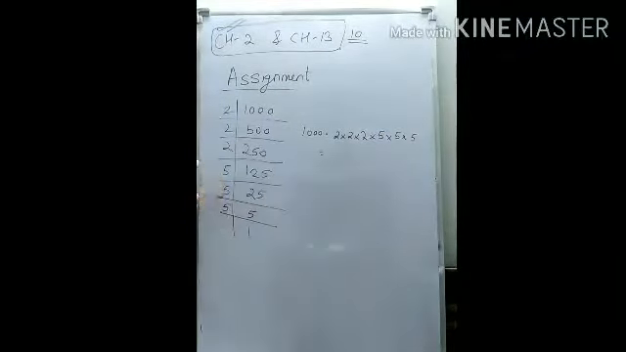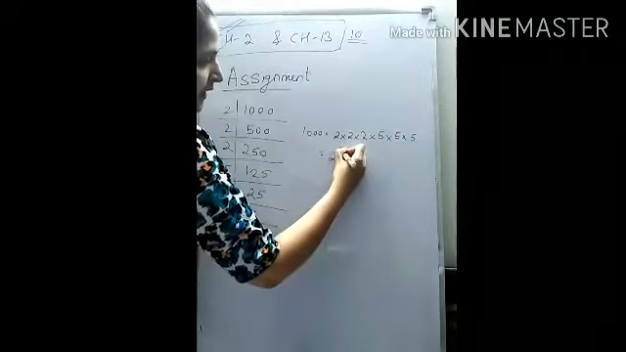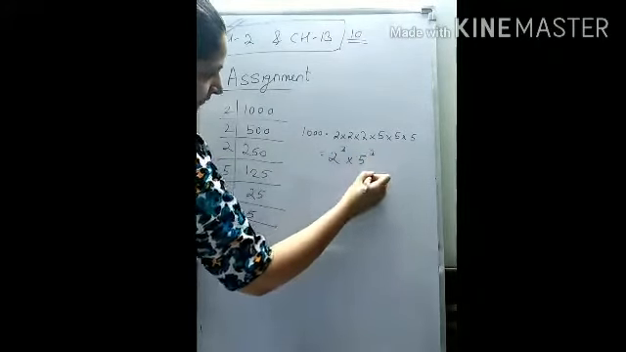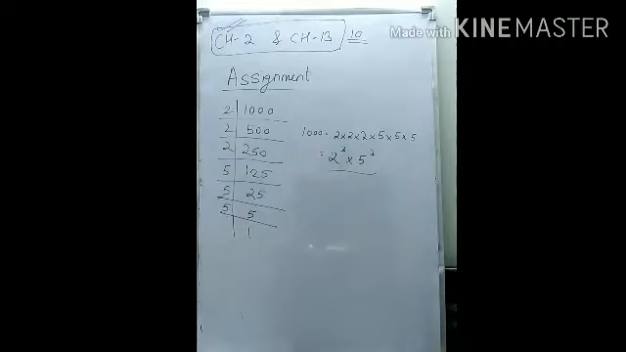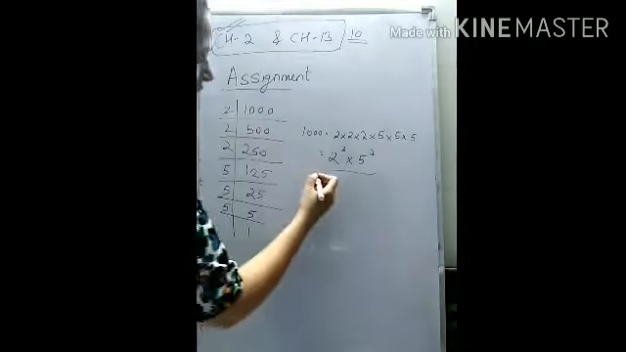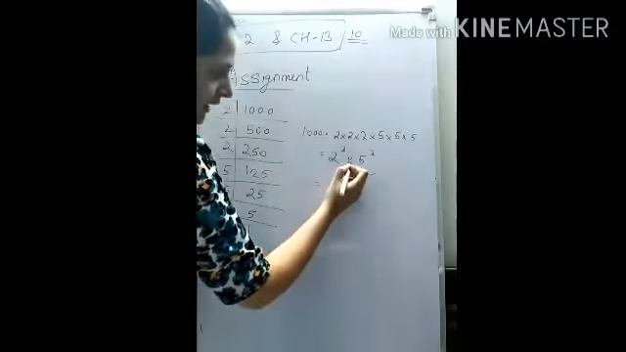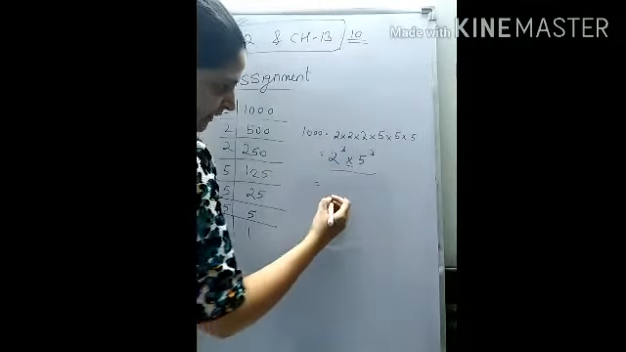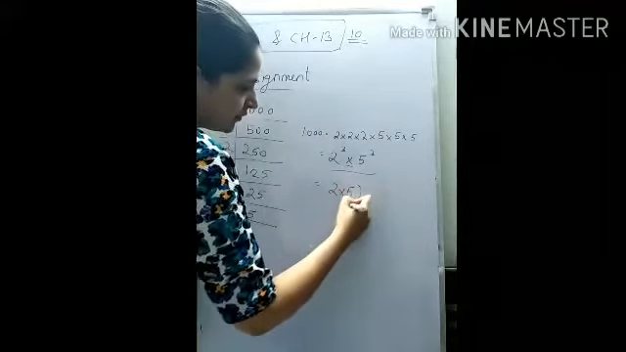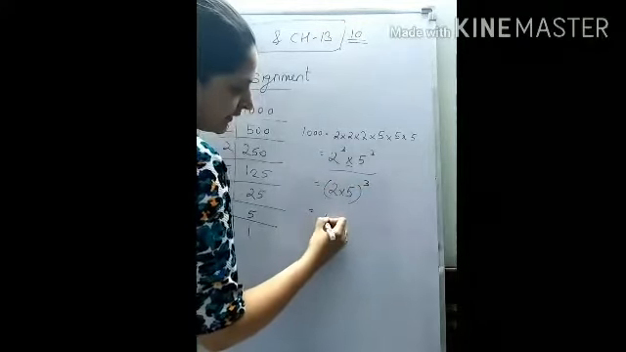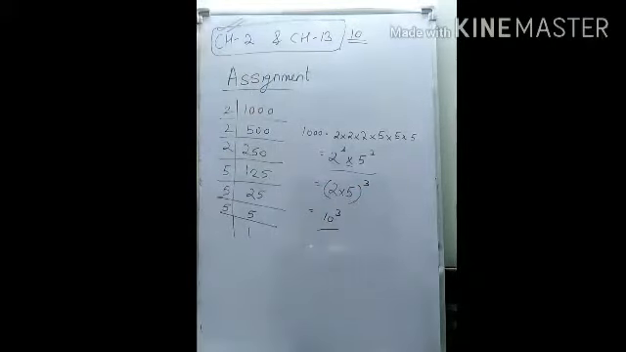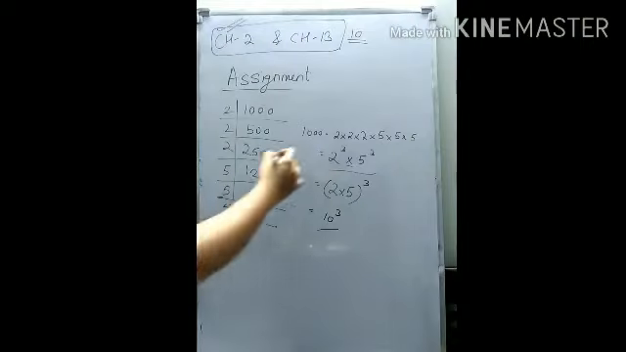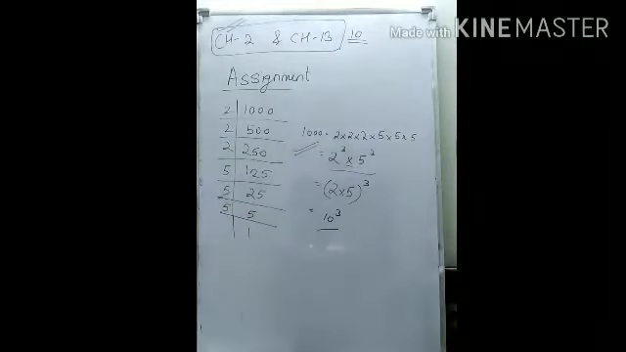So my answer to this question would be 2 raised to power 3 into 5 raised to power 3. I was not asked to apply the laws of exponents here, so I'm leaving my answer here. If it says simplify it using the laws, then I know the law: when the powers are the same and the numbers are in multiplication, I can find the product first and then put the power. That means I can also say this is 10 to the power 3. Okay? Otherwise, up to here your answer is correct.